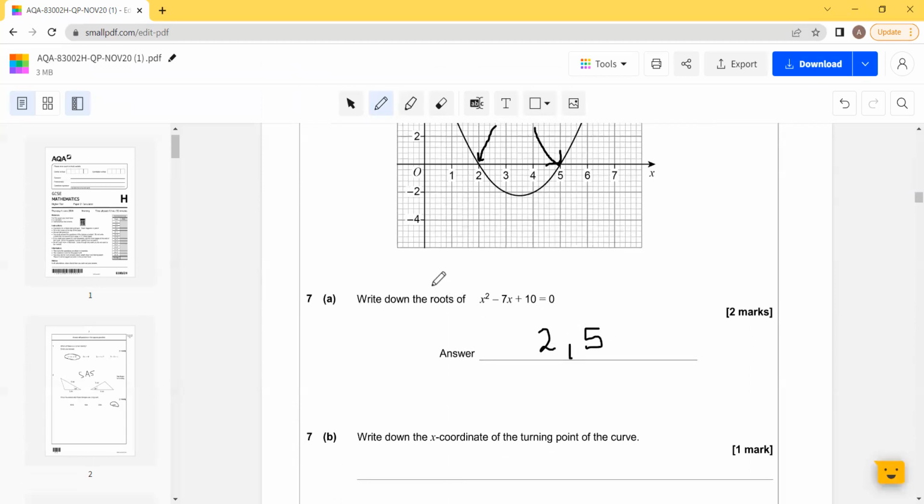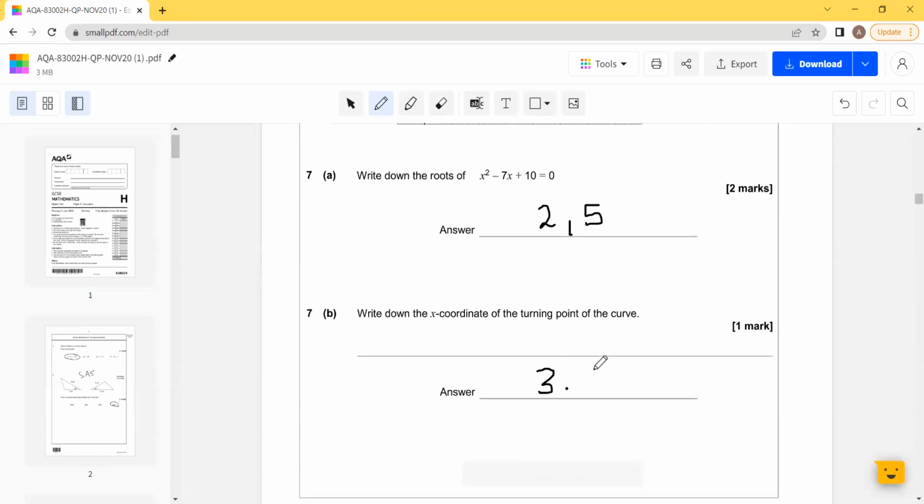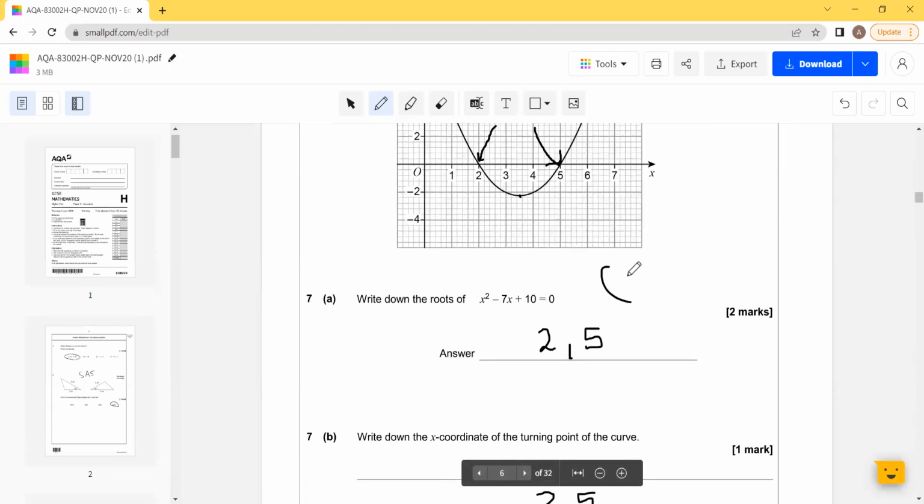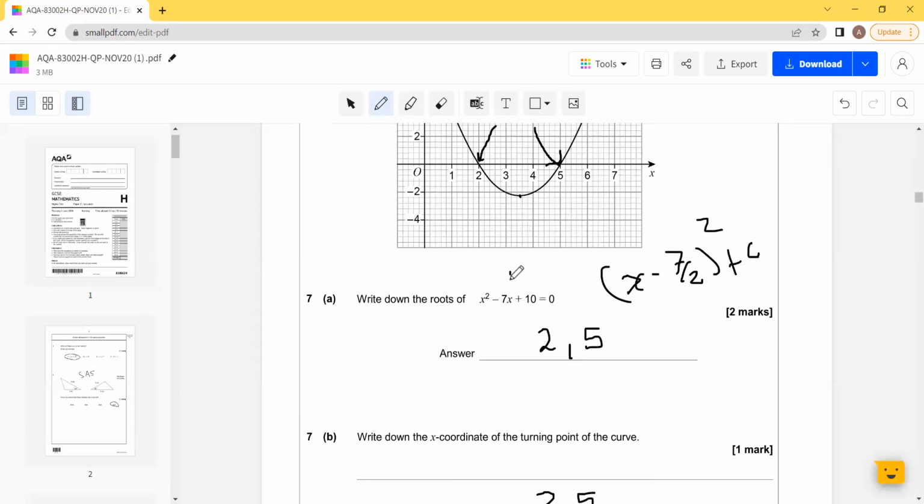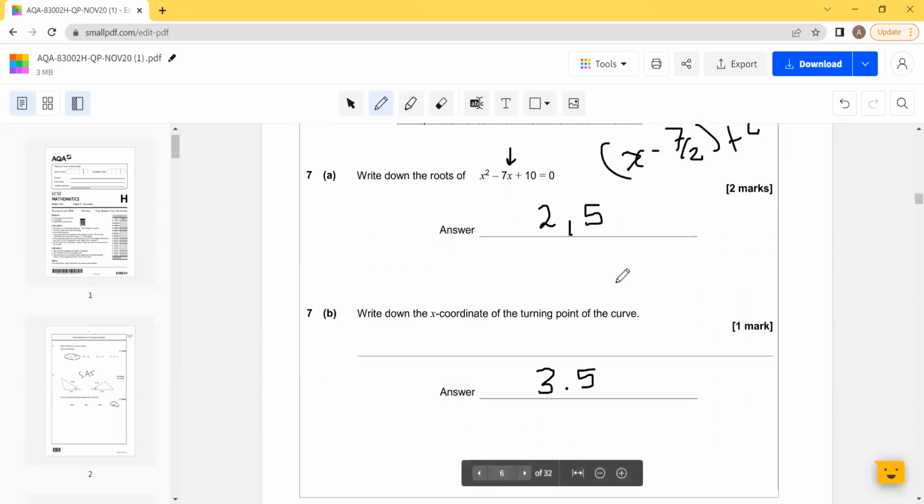7b, write down the x-coordinate of the turning point of the curve, which is this point over here, between 3 and 4, so it's 3.5. Or if you're not sure, you can always complete the square. So (x minus 7 over 2) squared, and then plus c. This is the general form. I haven't completed it fully, but you always know that it will be half of the number inside the brackets. So it's 7 over 2, which is 3.5.